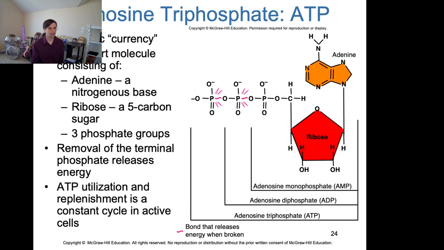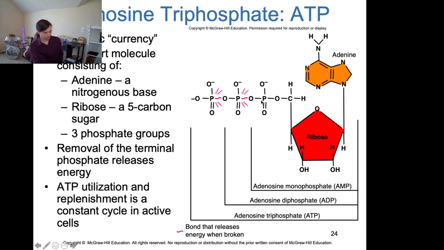It powers the cell. Now, it's a very simple little molecule. It's got an adenine group here, ribose, and then 3 phosphate groups bonded to that ribose sugar. Now, each one of these little phosphate groups, you start out with one phosphate group. You have a monophosphate, adenosine monophosphate, AMP, adenosine diphosphate, ADP, and then ATP, adenosine triphosphate, 1, 2, 3 phosphates.